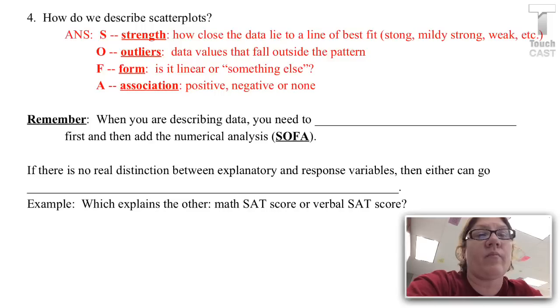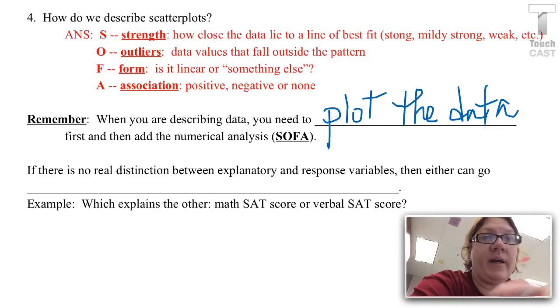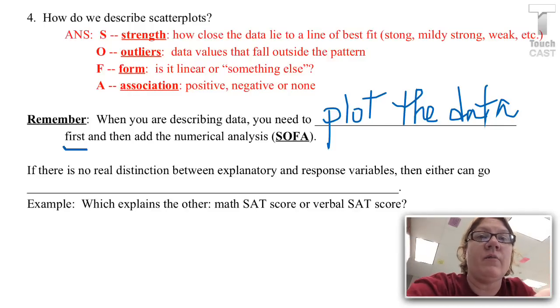So we're going to plot now on a scatter plot, and we're going to do that first, and then we'll add all of the SOFA stuff to talk about the graph.